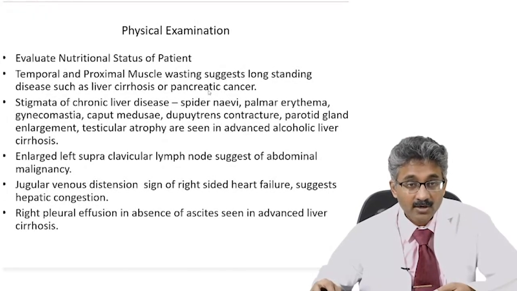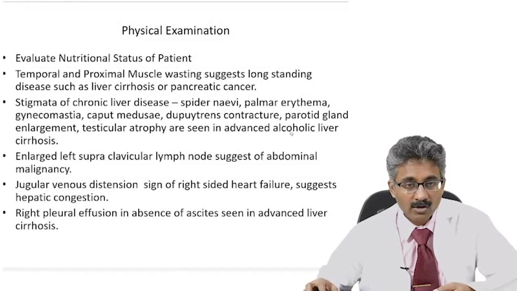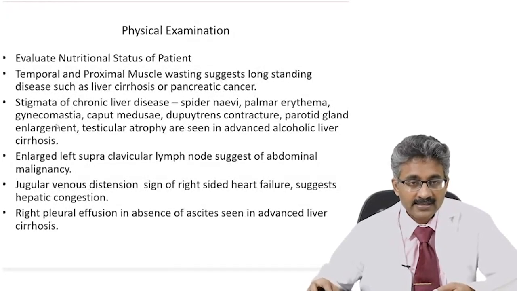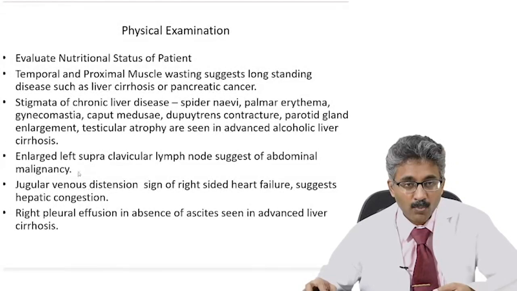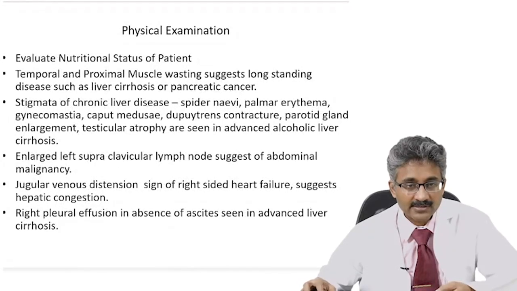You have to look for all the stigmata of chronic liver disease and alcoholic liver disease: spider naevi, palmar erythema, gynecomastia, caput medusae, Dupuytren's contracture, parotid enlargement, testicular atrophy, which are seen in advanced alcoholic liver disease. If there is an enlarged left supraclavicular lymph node, it suggests abdominal malignancy. A raised JVP can be seen in right heart failure, which can produce congestive hepatomegaly and jaundice, cardiac jaundice, cirrhosis. You can have a pleural effusion and ascites in advanced liver cell cirrhosis.